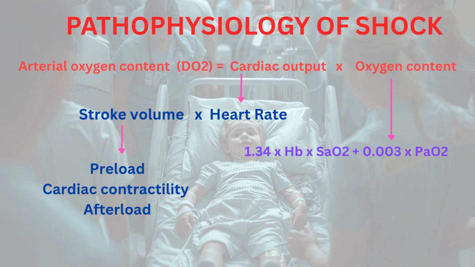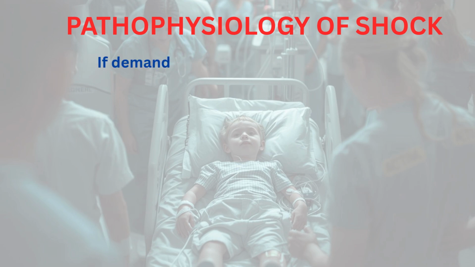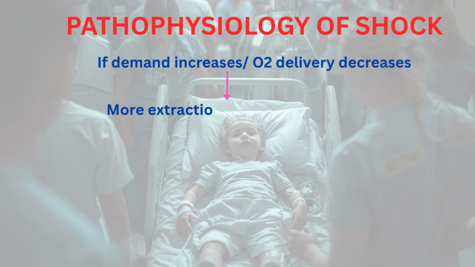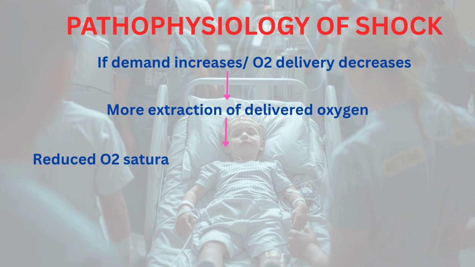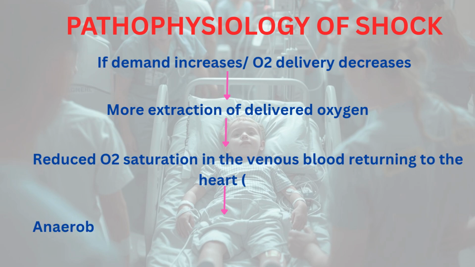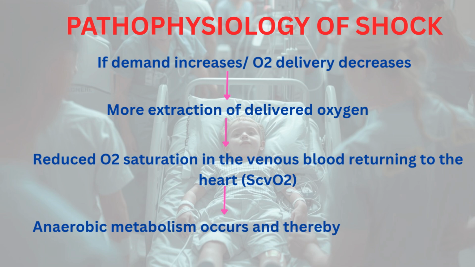When a child goes into shock, oxygen delivery drops. The tissues are starving, so they start extracting more oxygen from whatever blood does reach them. This leads to a drop in venous oxygen saturation, ScvO2. Eventually, the body is forced to switch to anaerobic metabolism, which generates lactic acid. This is why elevated lactate is a massive red flag in the ICU.